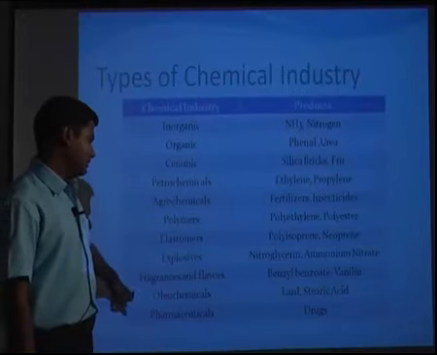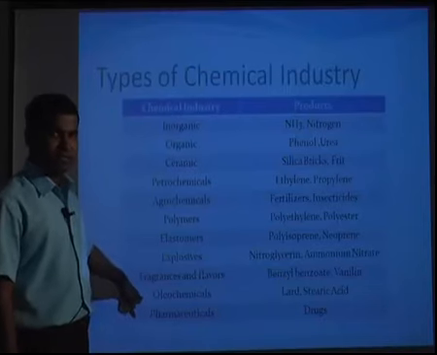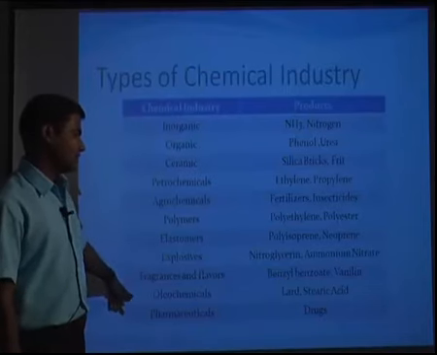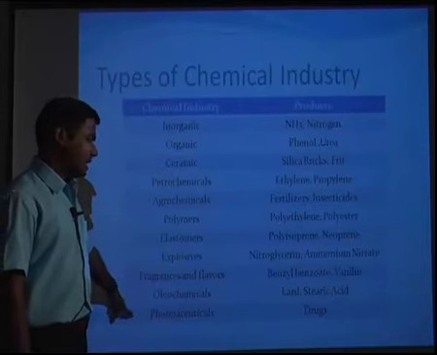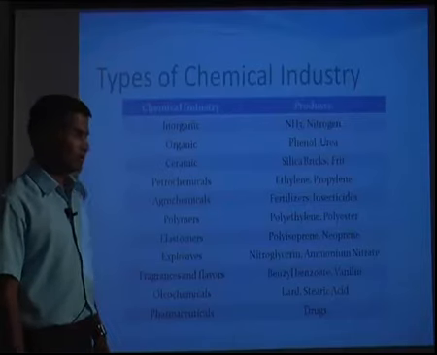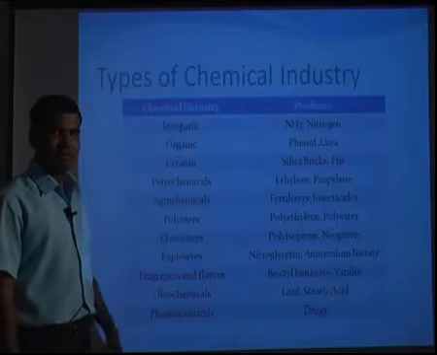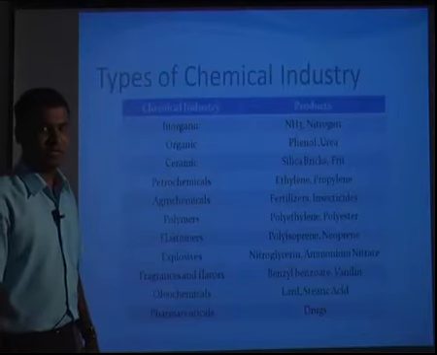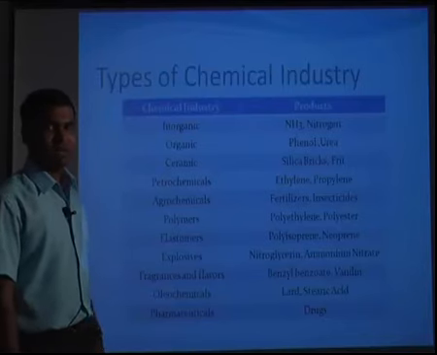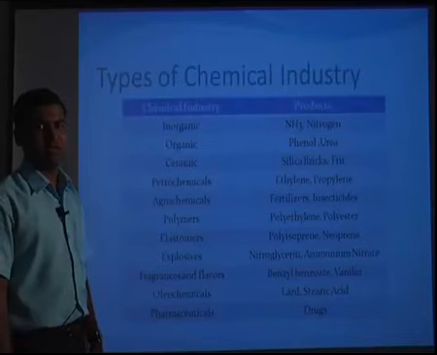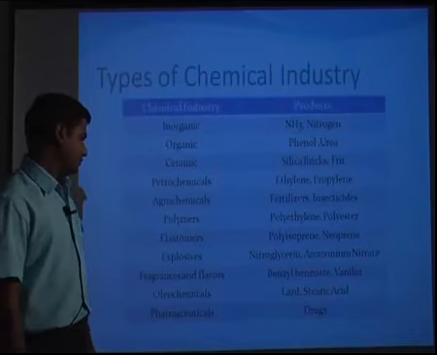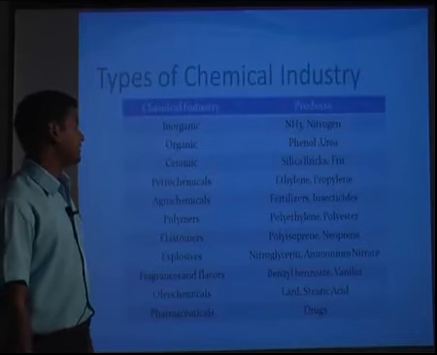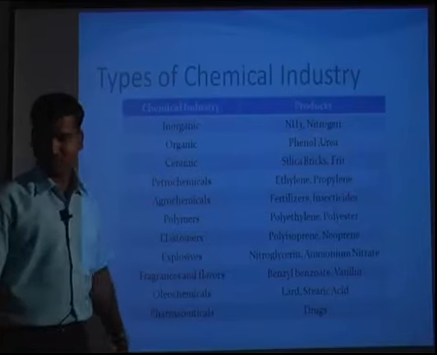The oleochemicals, that means the chemicals derived from oils, are lard and stearic acid. And lastly, the pharmaceuticals, which produce drugs. Pharmaceuticals were not part of the chemical industry, but as they require many chemical reactions and chemical unit operations, they can be taken under the chemical industry.